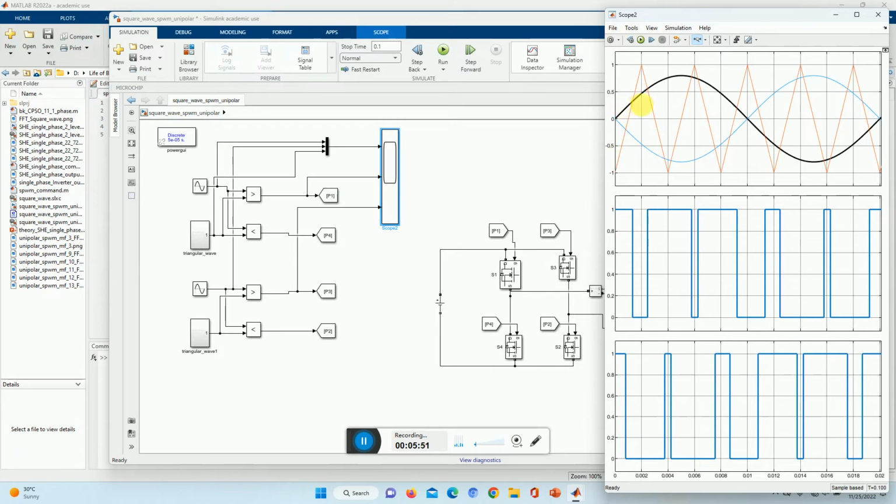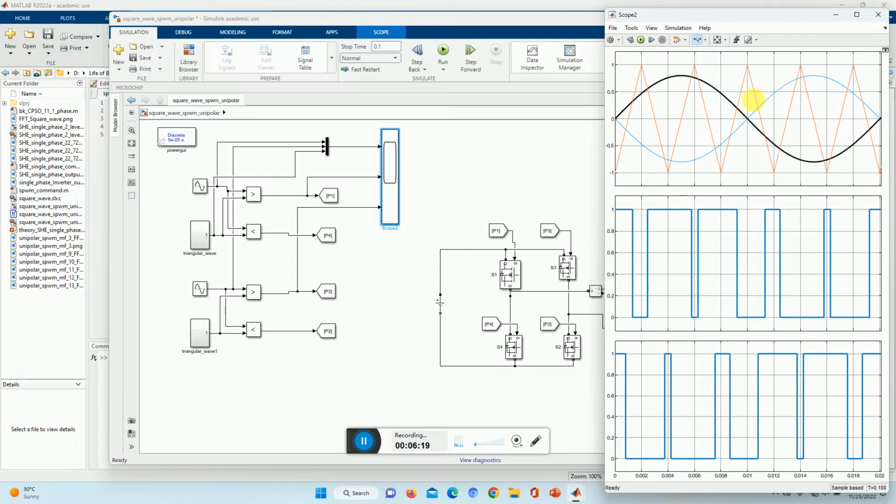You can see that when black is greater than the triangular, we're getting a pulse like that. And we're getting another pulse, that is P3 here, when this blue line is greater than the triangular. This is the reason: here the blue line is greater, here the blue line is greater, here the blue line is greater.